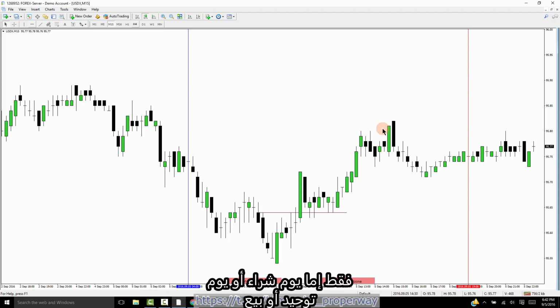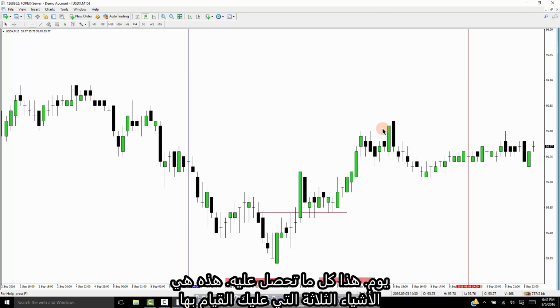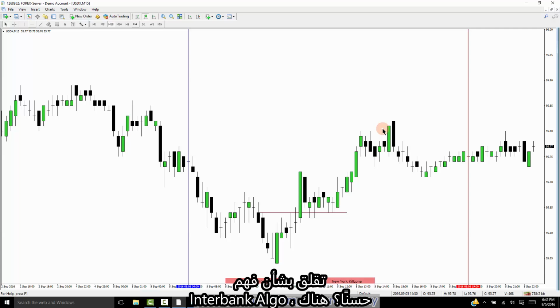It's just either a buy day, a consolidation day, or a sell day. That's all you get. That's the three things you have to worry about with understanding the interbank algo.